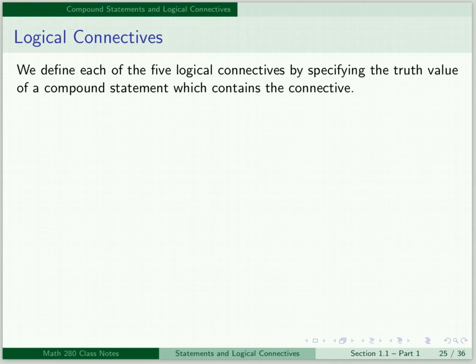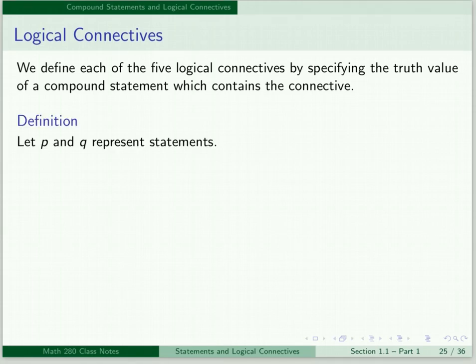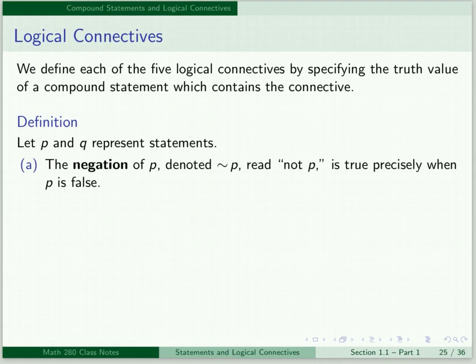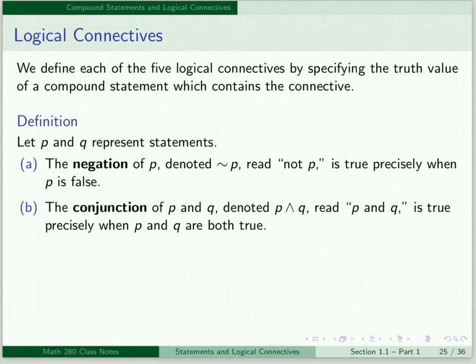We'll define each of our 5 logical connectives by specifying the truth value of a compound statement which contains the connective. So start by letting P and Q represent statements, and then the negation of P, which is denoted using a tilde symbol in front of P, which is read not P, is true precisely when P is false. Next, the conjunction of P and Q, which is denoted with an upside-down V symbol, sometimes called a wedge, is read P and Q, is true precisely when P and Q are both true.